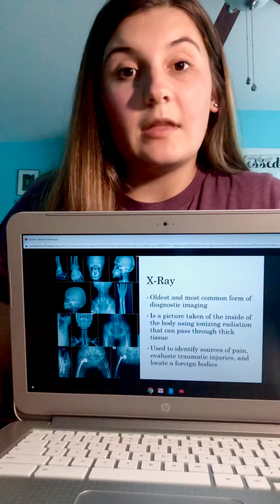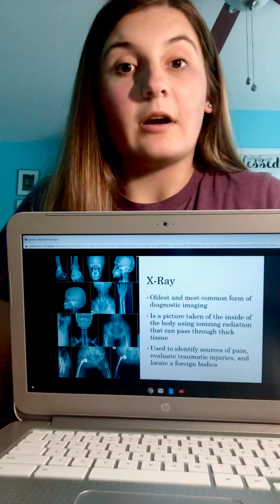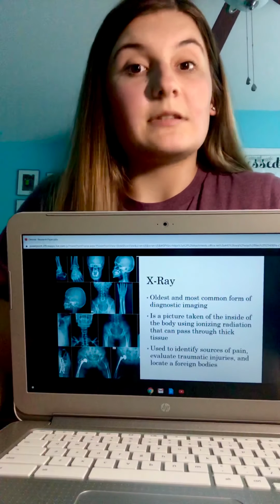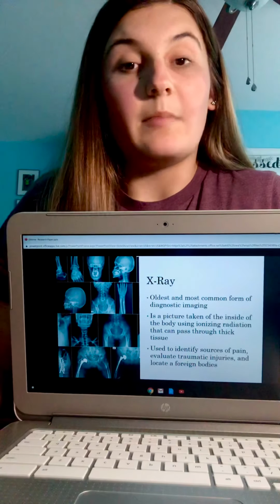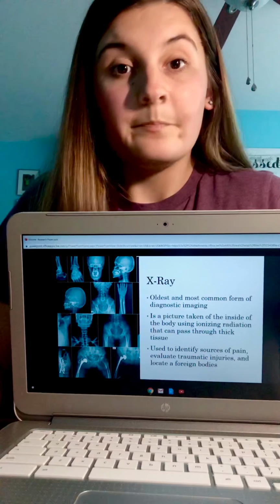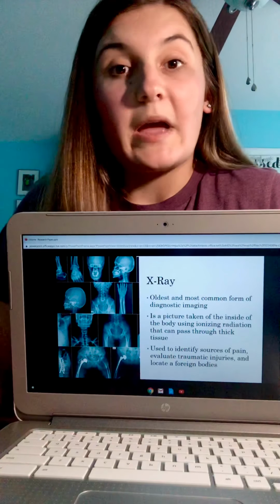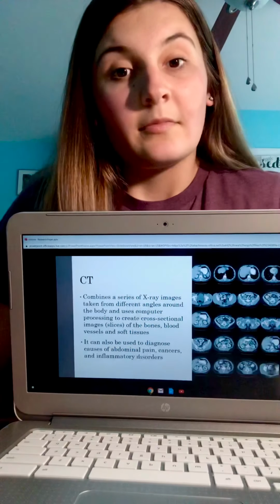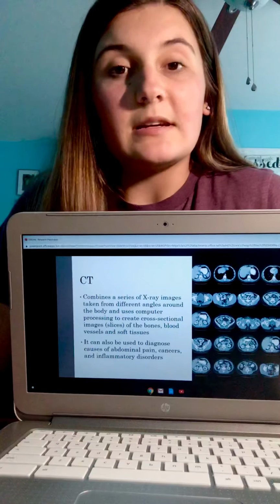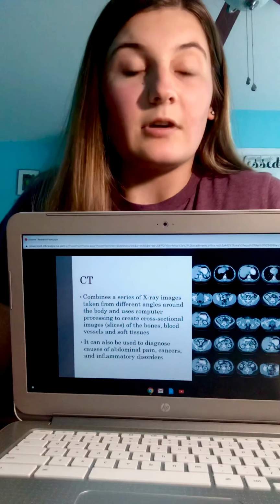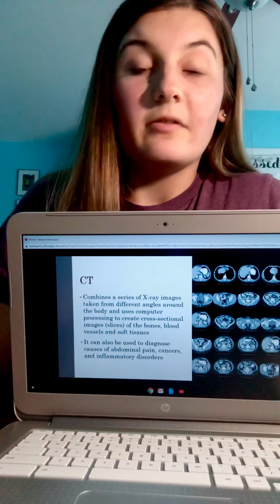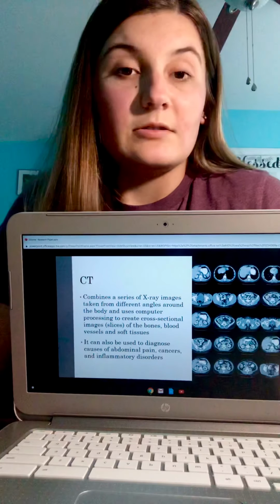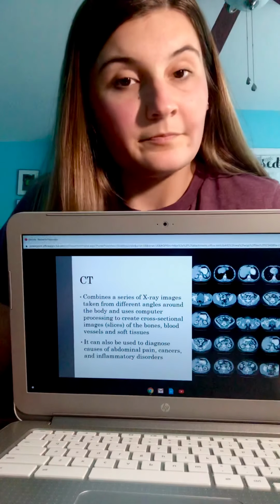So X-ray is the oldest and most common type of diagnostic imaging. It is a picture taken of the inside of the body using ionizing radiation, which can pass through thick tissues of the body. It can be used to diagnose pain, injuries, and locate foreign bodies. CT combines a series of X-rays into cross-sectional images, which are taken from different angles. It can also be used to diagnose pain, cancers, and inflammatory disorders.